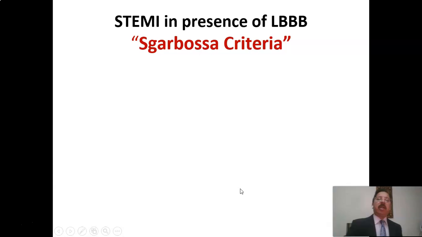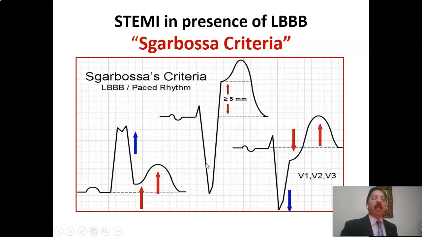Let's apply the Sgarbossa criteria on the ECG, but let's review once again. This Sgarbossa criteria tells us about ST segment elevation myocardial infarction in presence of left bundle branch block. So the first criterion is that if the QRS complexes are in the same direction as the ST segment elevation, this carries the maximum 5 points.